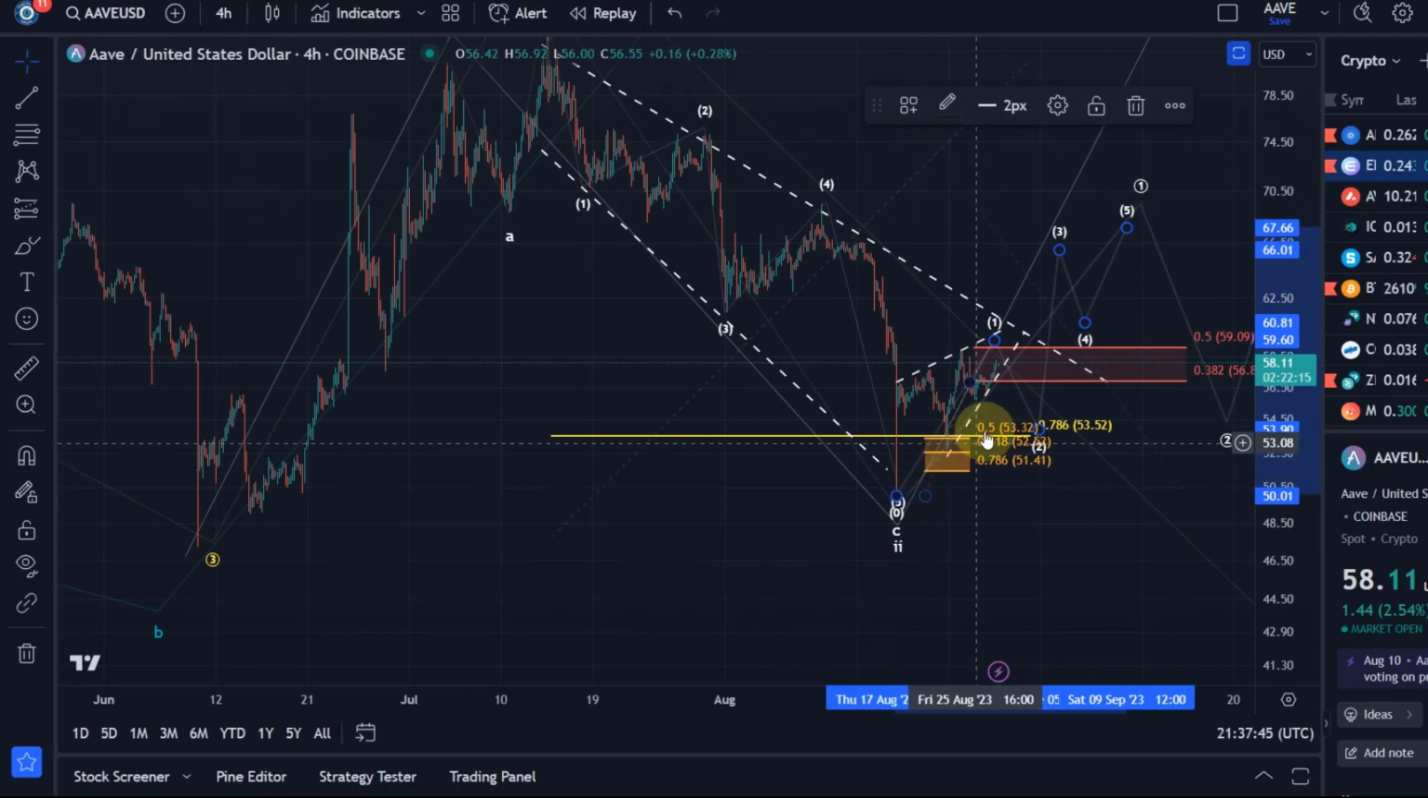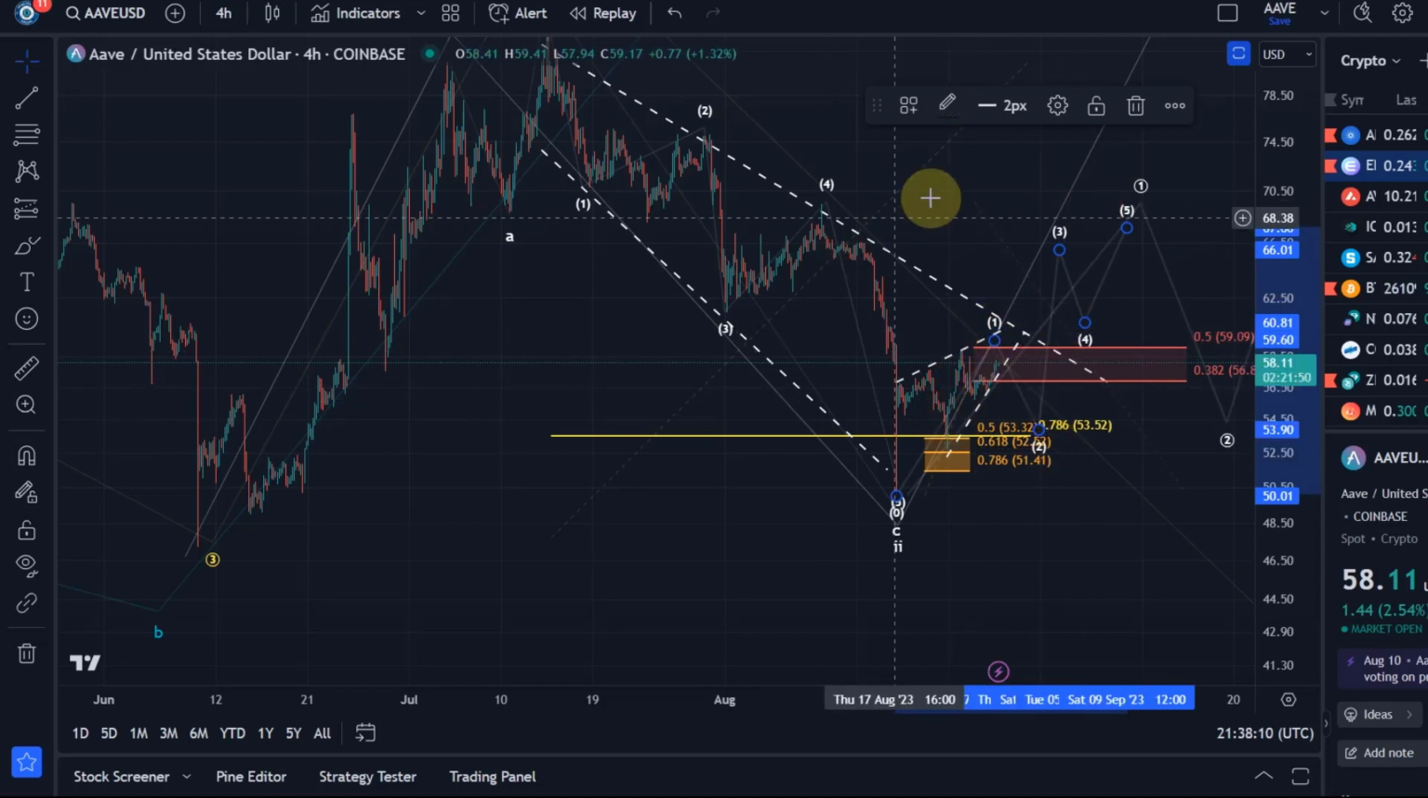But I would first assume that this wedge pattern is likely to break to the downside. It just looks very corrective, okay? And as long as we are below the $59 resistance level, it's very likely to break down anyway. And if it then loses $53.50 again, we're probably going to make a new low below the 10th of June low. And it could send Aave down into the low $30 region.